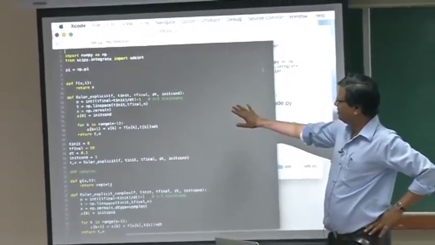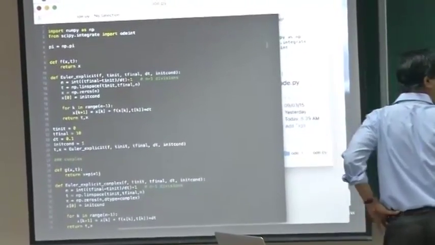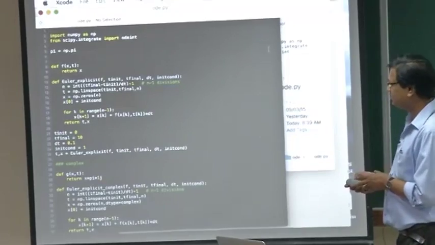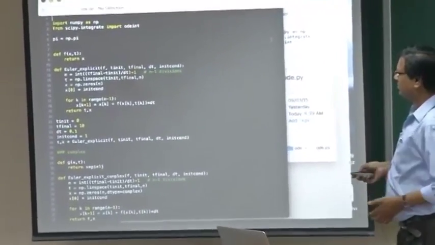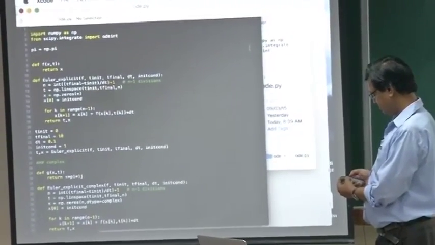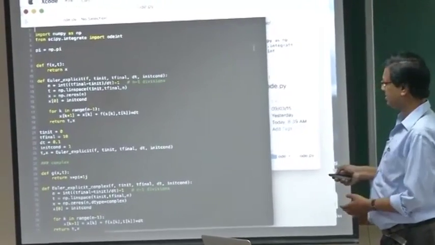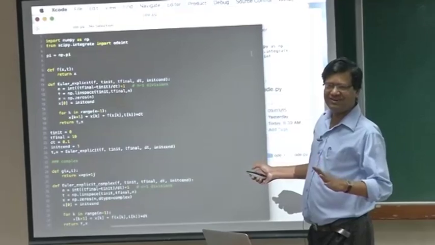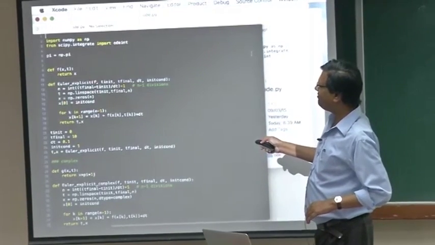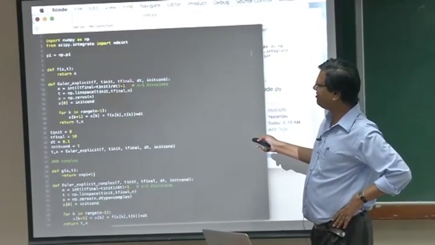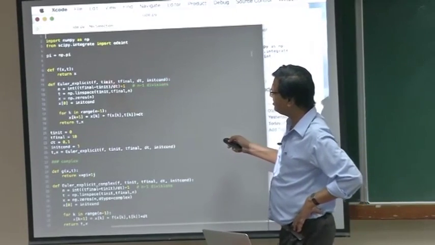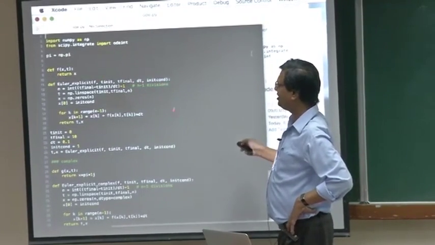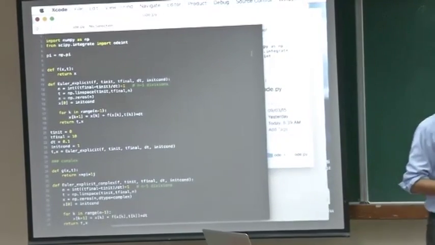There are 3 solvers: Euler explicit, Euler implicit, and so on. It is straightforward, this writing is easy. Euler explicit is clear. Given any function f, I have to give the initial time t init, final time t final, dt, and the initial condition. Give me this, and I will give you the time and x, the full time series.